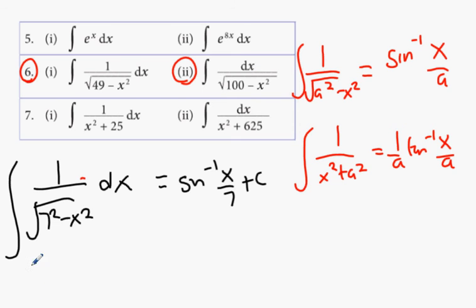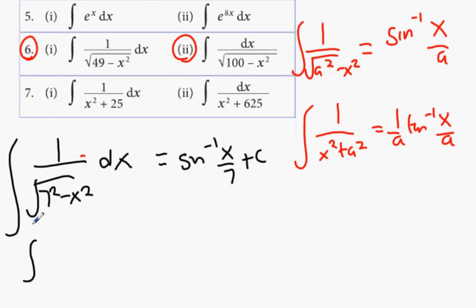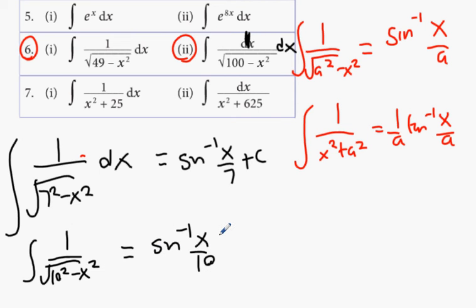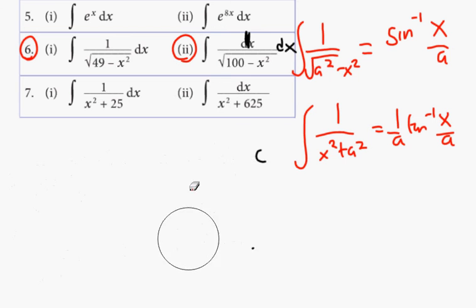The second question, see that dx is on top here. Same thing as me replacing that with 1 and putting the dx at the end. 1 dx, okay? Excuse me. So guys, we get the square root of 100, so that's going to be 10 squared minus x squared, and that's therefore going to be sine inverse x over 10 plus c. Alright? Now, go to 7 part 1, 7 part 2.